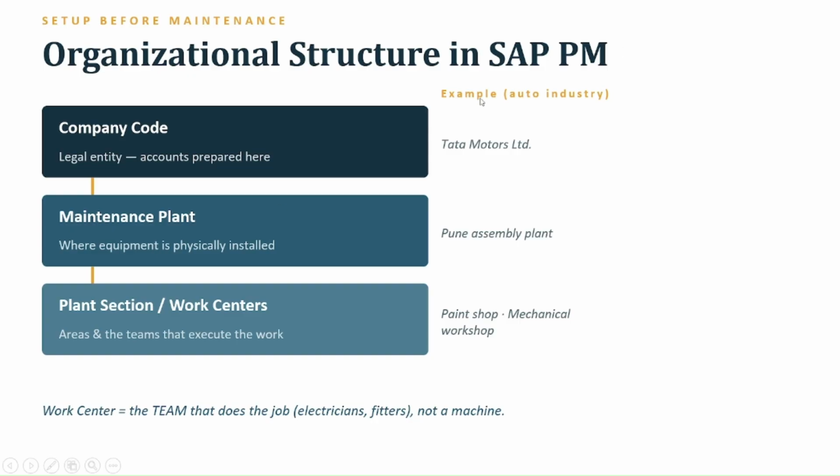Here is an example, Tata Motors. Tata Motors Limited is a company code. Tata Motors has an assembly plant in Pune, so the maintenance plant is the Pune assembly plant, because the machines are installed in the Pune assembly plant. In the Pune assembly plant there is one shop, the paint shop. In the paint shop a mechanical workshop is there, so mechanical technicians are there to repair the paint shop. Okay, this is the basic understanding of the organizational structure of the plant maintenance model.